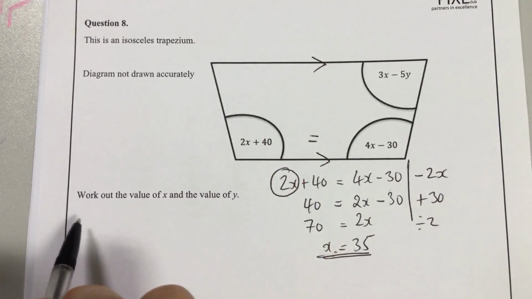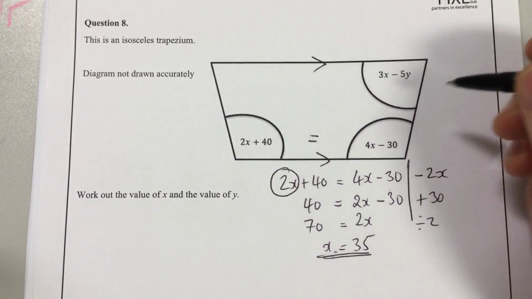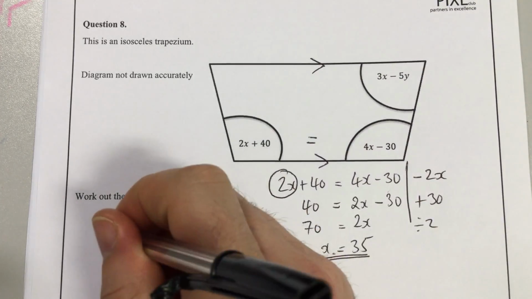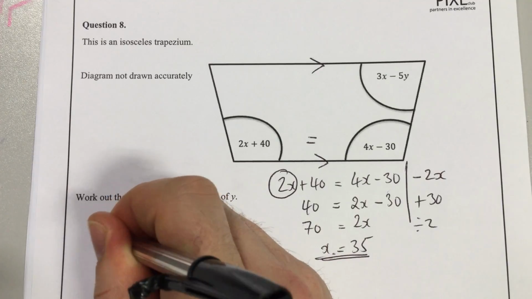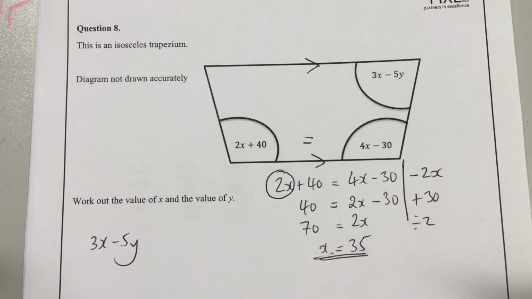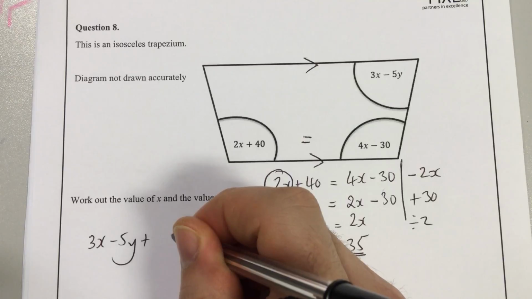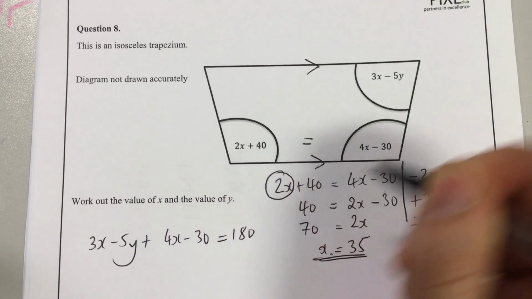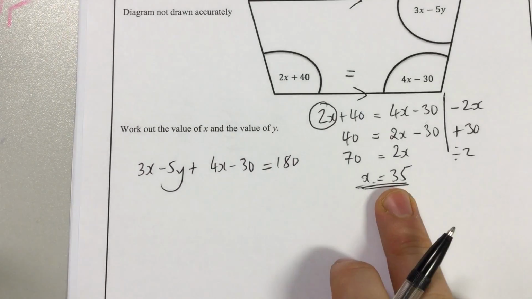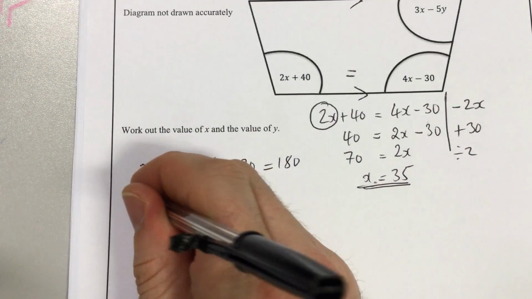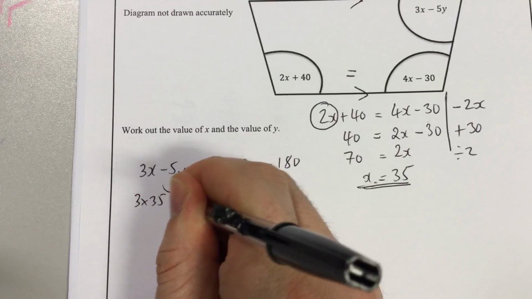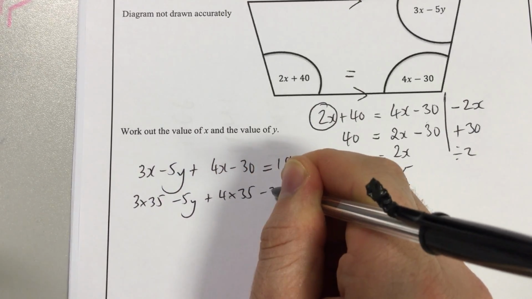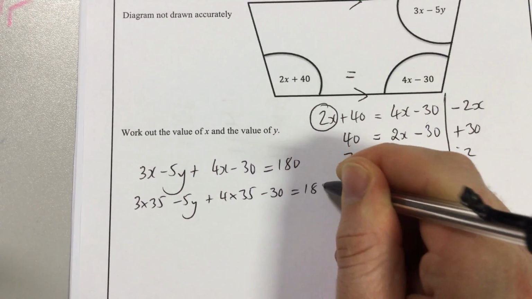It doesn't ask me to write that down. It doesn't say give reasons, but this is what the reason is: they are co-interior angles, so they add up to 180. So 3x minus 5y, which is the top angle, add 4x minus 30 equals 180 degrees. So these two equal 180 degrees. I think x is 35, so I'm going to eliminate the x now. So 3 times 35, take away 5y, plus 4 times 35, take away 30, equals 180.